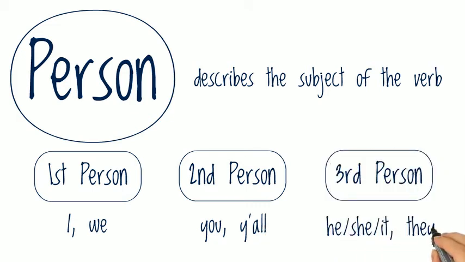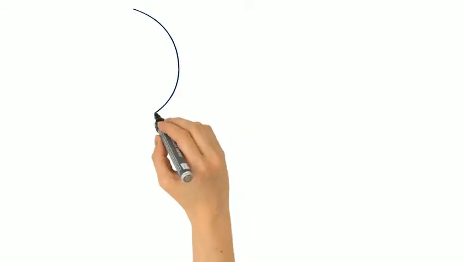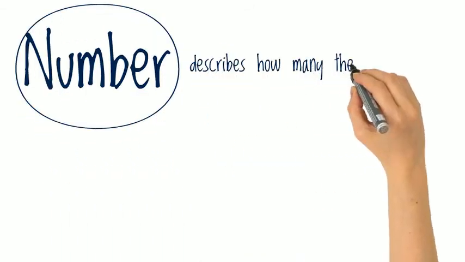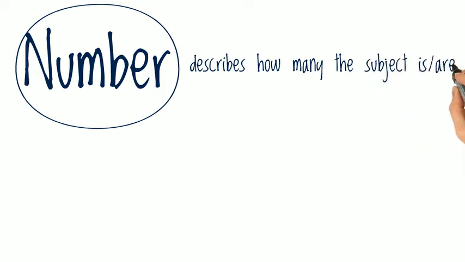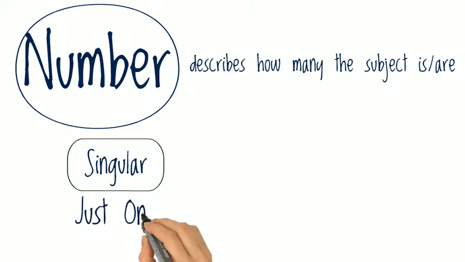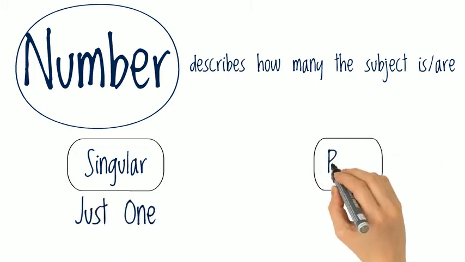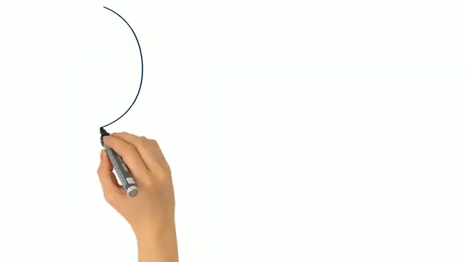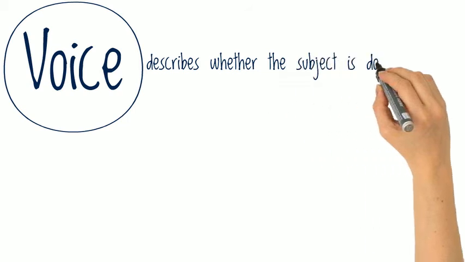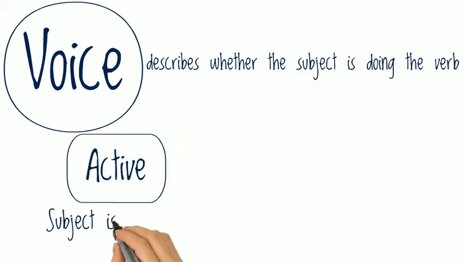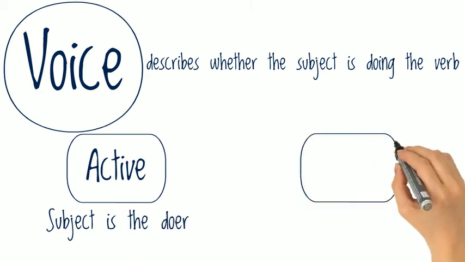You also have already met number. Number tells you how many the subject is. We have just two numbers, singular, which is just one, and plural, which is more than one. Finally, although you may not realize it, you've met voice. Voice tells you whether the subject is the doer or receiver of the action. We have active voice, which we're used to. The subject is doing the action. And we have passive voice, where the subject is receiving.